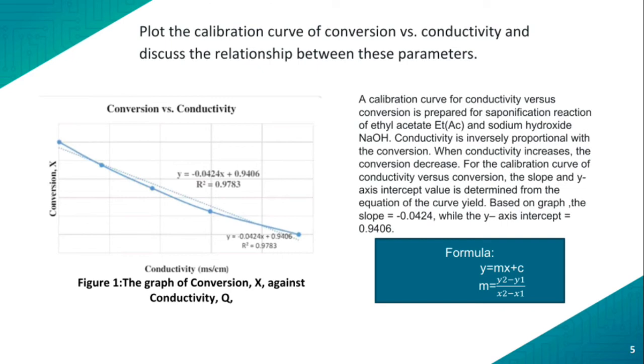For the calibration curve of conductivity versus conversion, the slope and y-axis intercept value are determined from the equation of the curve yield. Based on the graph, the slope is equal to negative 0.0424, while the y-axis intercept is 0.9408. Based on the graph, we can relate the conductivity and conversion into a linear equation where y is the conductivity, x the conversion, m is the gradient, and c is the y-intercept. The gradient of the graph we can calculate by using the formula m equals y2 minus y1 over x2 minus x1.